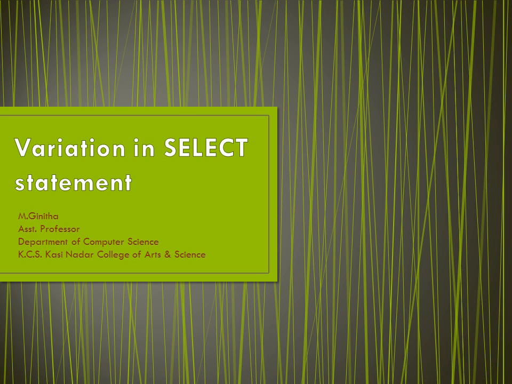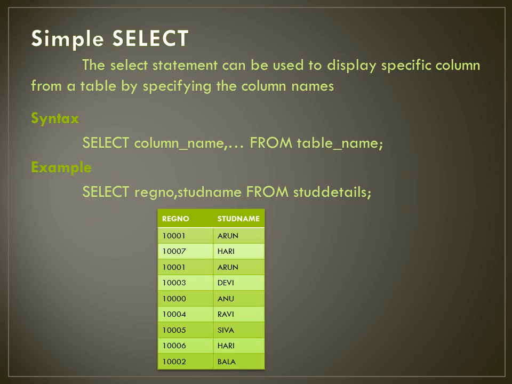In this video, we are going to see variations in a select statement. First, we see simple select. The select statement can be used to display specific columns from a table by specifying the column names. Syntax for this is select column name from table name. Example is select register number, comma, student name from student details. By this select command, you can see the register number and student name from the table student details.